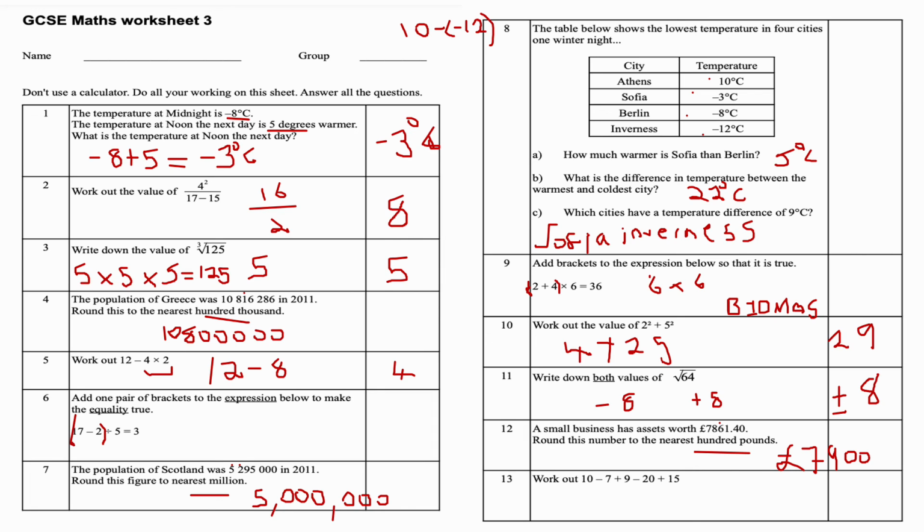This is question number 13, guys. Work out 10 take away 7 plus 9 minus 20 plus 15. Well, 10 take away 7 is 3. Plus 9 is 12. 12 take away 20 is negative 8. Plus 15, and I get positive 7. Okay, and that's my answer for question number 13.